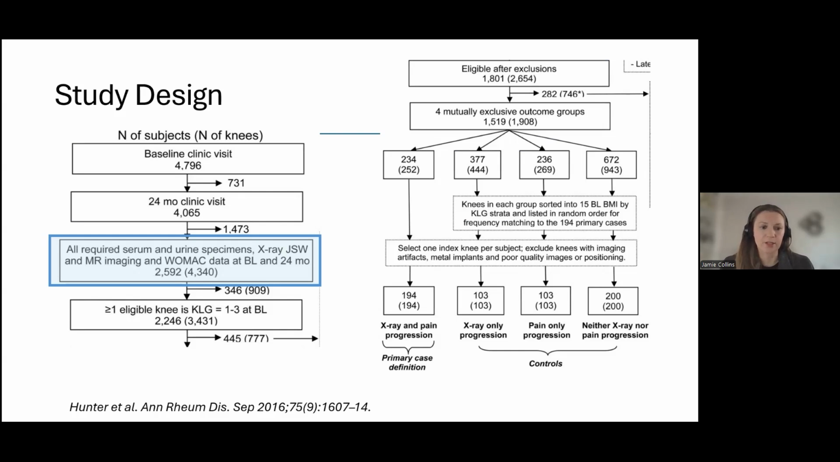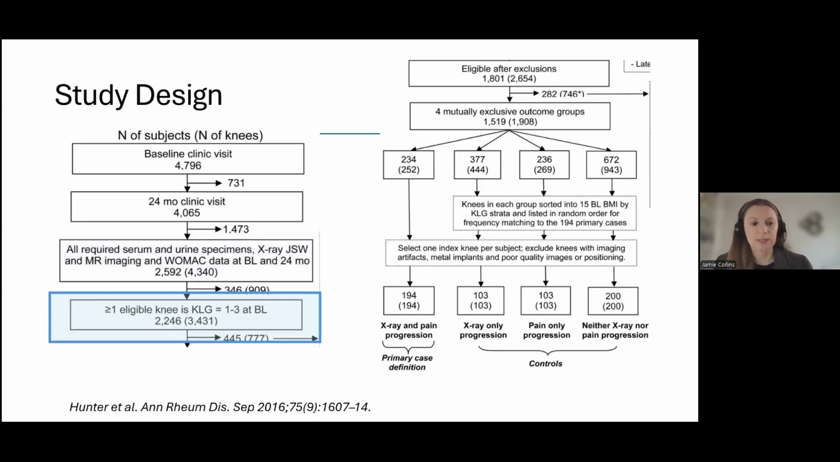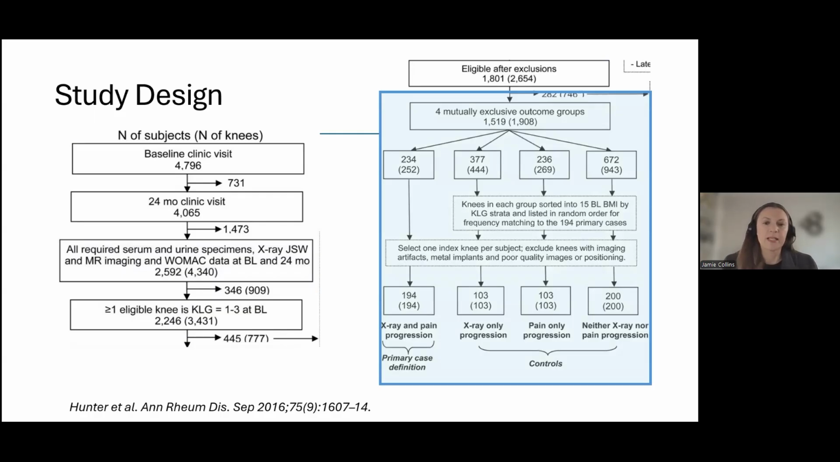Participants, in order to be considered to be included in this nested case control study, had to have complete biomarker data at both baseline and 24 months. And then from there, eligible knees had KL grade between 1 and 3 at baseline. From here, these knees were sorted into 4 mutually exclusive outcome groups. Again, those 4 outcome groups that we described on the prior slide: X-ray and pain progression, X-ray only progression, pain only progression, and neither X-ray nor pain progression. Knees were frequency matched by BMI and KL strata. And again, further details are available in that reference at the bottom.